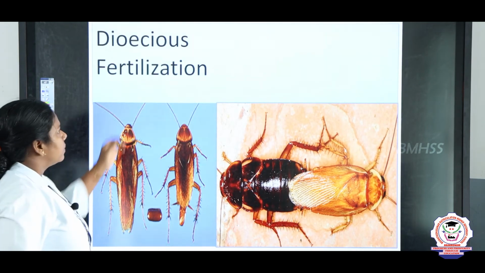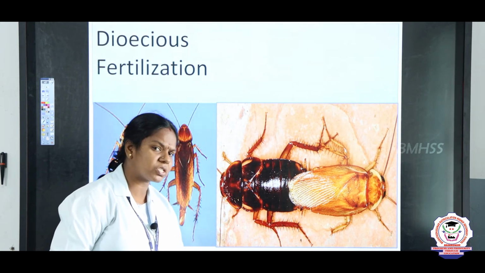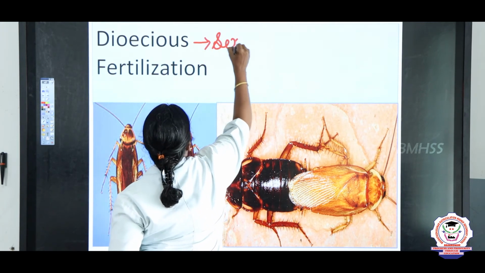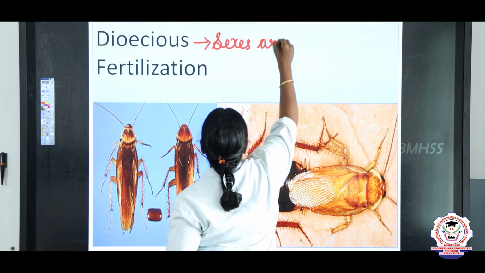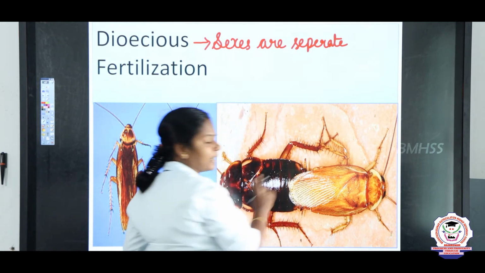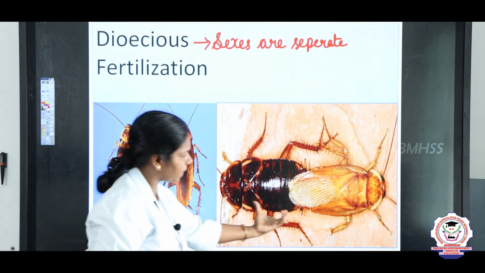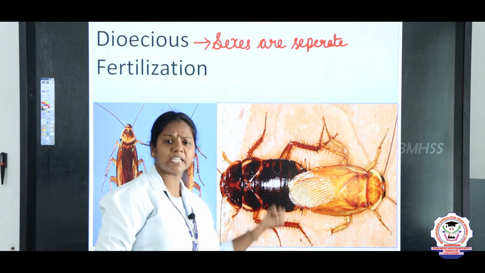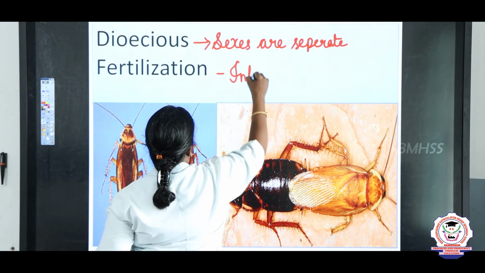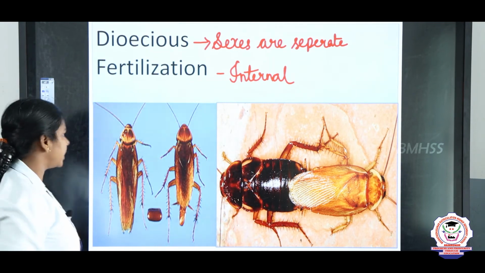And now, we are going to discuss about the reproduction. The insects are dioecious. What do you mean by dioecious, children? There are separate sexes. If male and female are separate, we say the organism is dioecious, and sexual reproduction takes place and the fertilization is internal. Internal means the fertilization takes place inside the body, right?